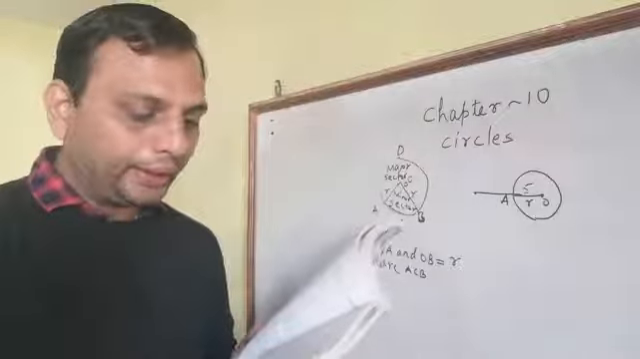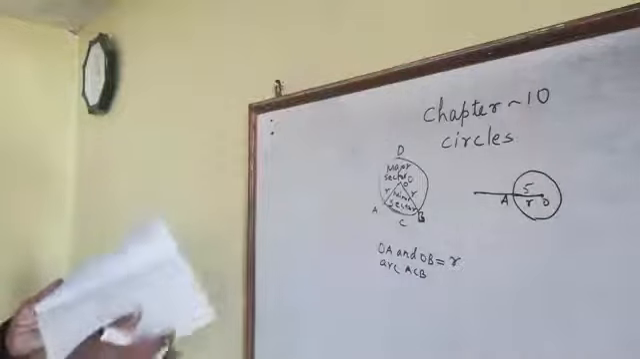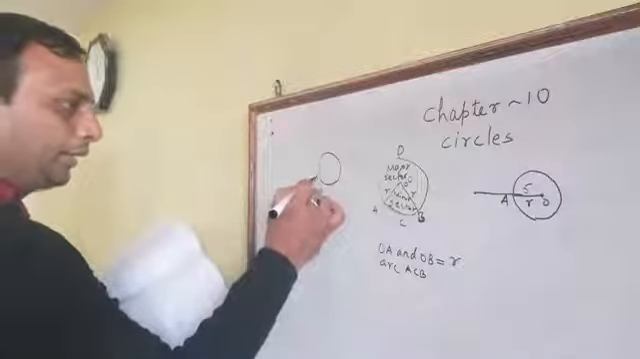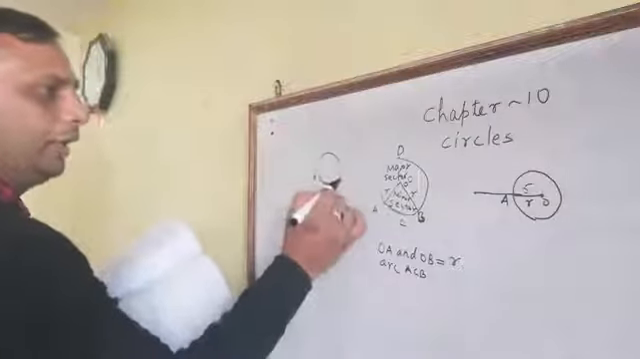Then, an arc is dash when it is at the end of a diameter. I had told you what an arc is. Suppose this is the circle and ACB will be the arc.